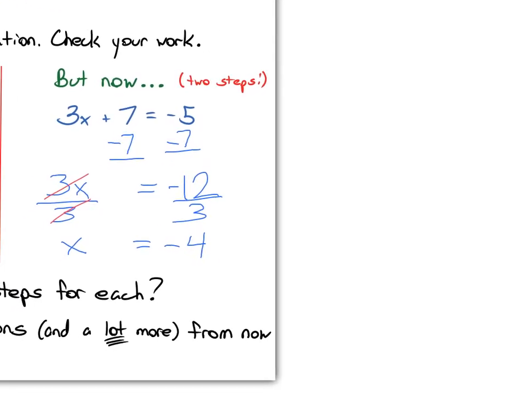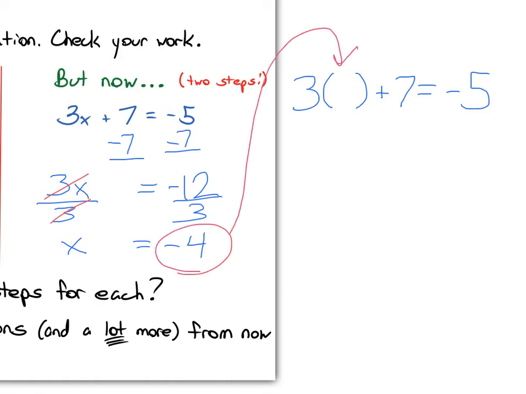And the way you're going to do that is, again, you're going to rewrite the equation. But notice what I'm doing. Wherever I saw an x, now I'm not going to write the x. No, no. I am going to write a parentheses, and I'm going to replace it with what I think the answer is. I think the answer is -4.